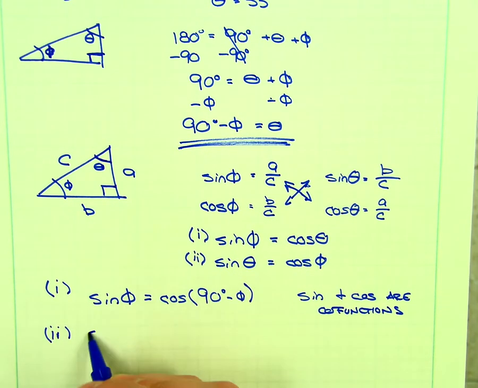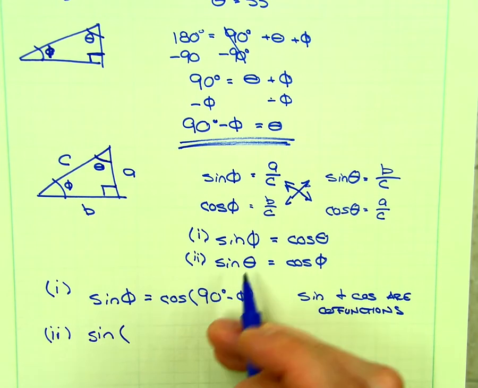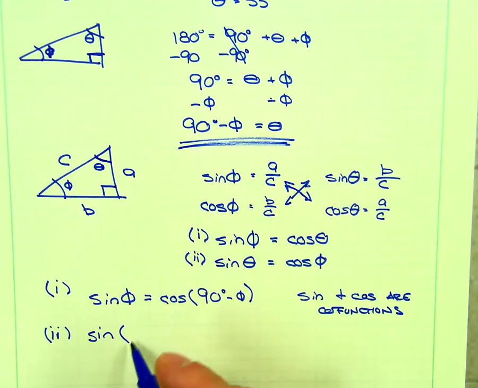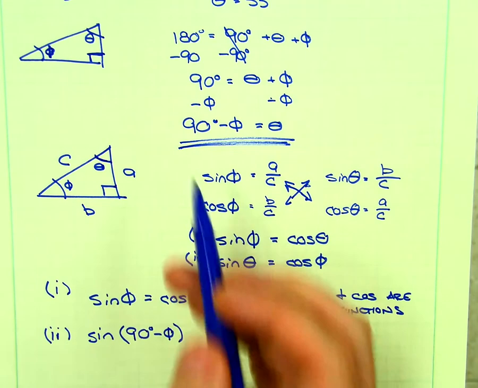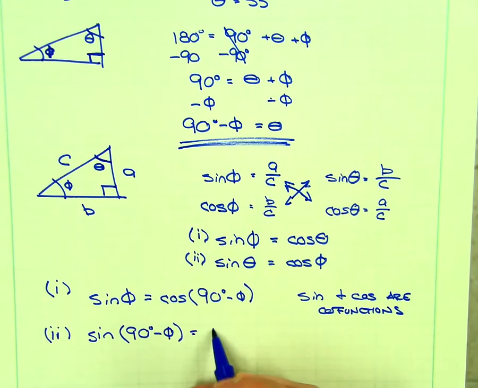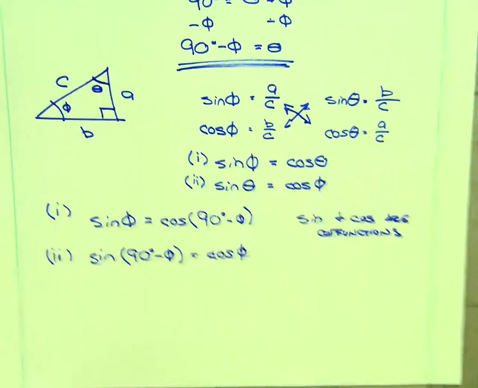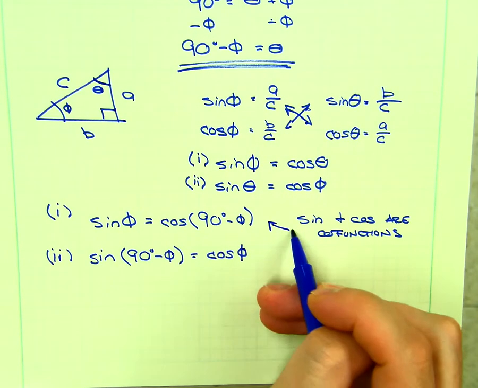Now, I can do the same thing with the sine of phi or the sine of theta right here. So instead of sine of theta, I'm going to replace theta with 90 minus phi. So I've got 90 degrees minus phi. And remember, 90 degrees is pi over 2, so you can do this in radians as well. Is going to be equal to the cosine of theta. Fantastic. Once again, we've also got co-functions going on right there.